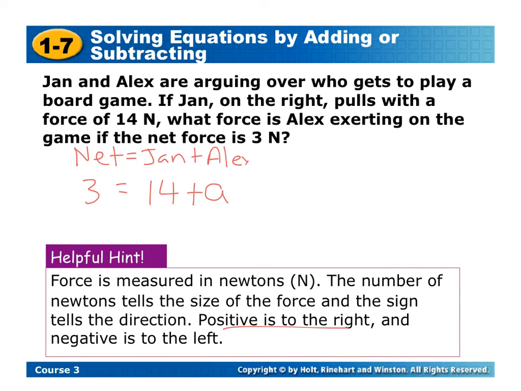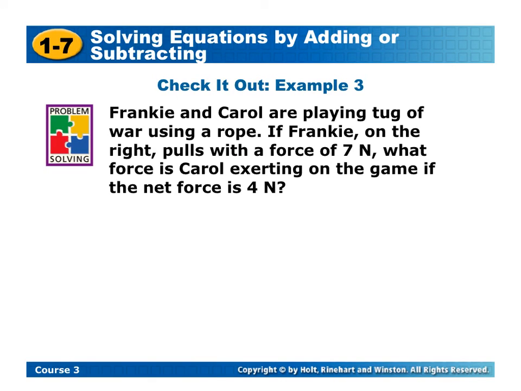Okay, so if we go ahead and do that, I'm going to subtract 14 from both sides. Negative 11 is equal to Alex's force, and that would be the force that he is exerting or pulling to the left. Now, if we look back, since 3 is a positive value, that means it would be further to the right, so that would make sense that Jan's force was more than Alex's. Now, I know this whole force thing is a little confusing, but I want you to go ahead and pause the video and try this one out on your own.